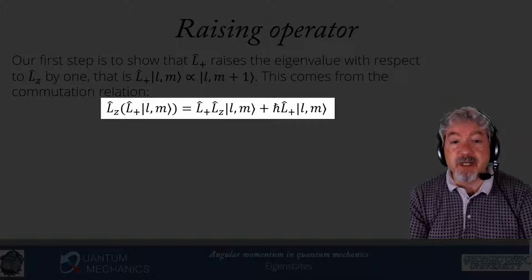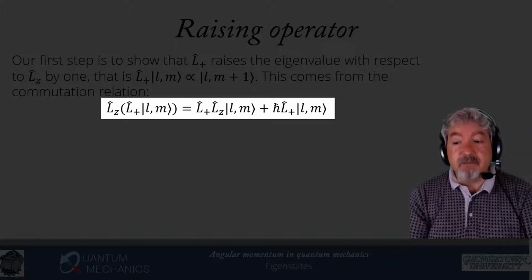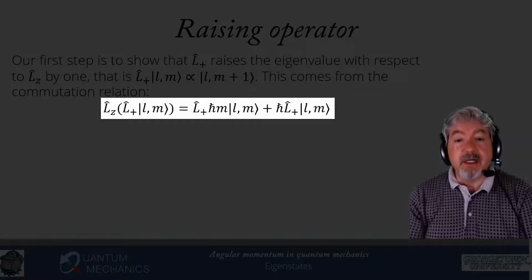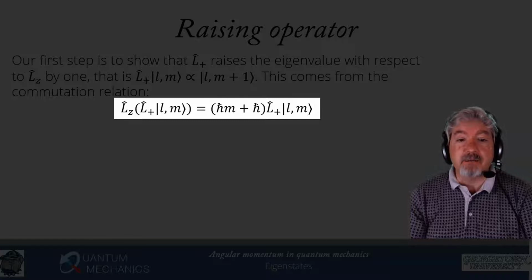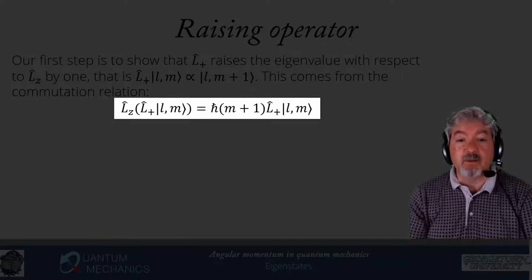It's just h bar times L plus. And LZ acting on Lm, it's an eigenstate under LZ, so that's going to give me an h bar m. And now I'm going to collect my terms. You see I have an h bar m plus h bar. I can factor an h bar out. It's h bar times m plus 1.